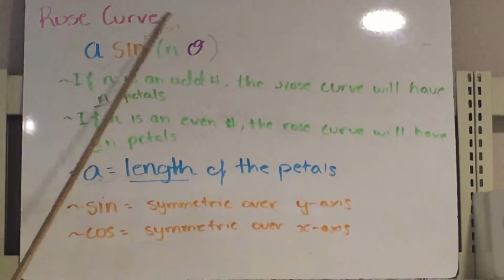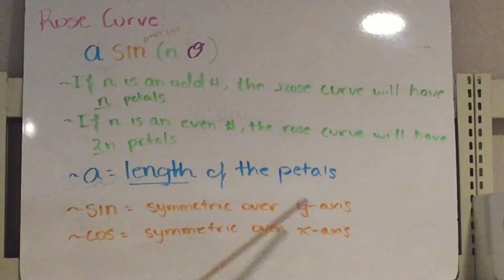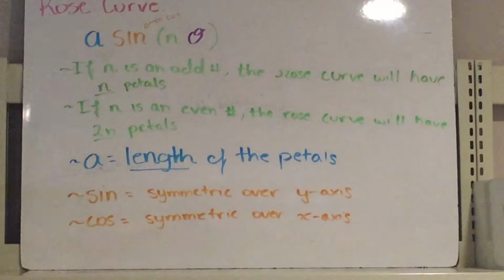So what does sine and cosine mean? If it's sine, that means the Rose curve will be symmetric over the y-axis. And if it's cosine, then that means the Rose curve will be symmetric over the x-axis.